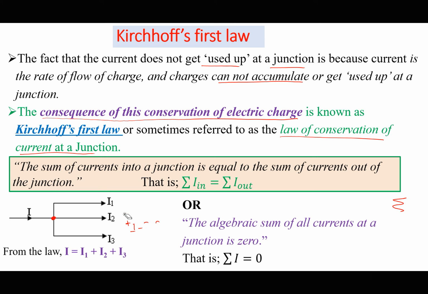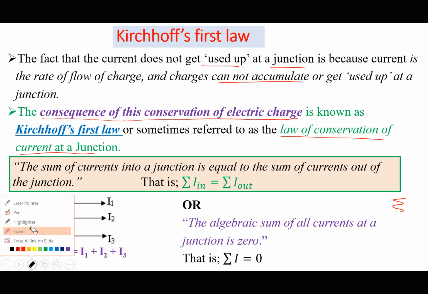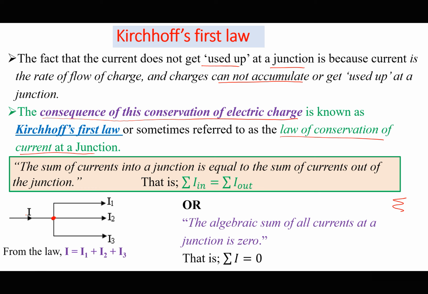Instead of saying currents into a junction equals the currents out of a junction, I can simply say the algebraic sum of currents at a junction, not into, not out, but at a junction, is 0. Because when I say algebraic sum, I may choose currents into the junction positive and currents out of the junction negative. Then when I sum positive and negative, I'm considering the algebraic sum. So the algebraic sum of currents at a junction should be 0, and that is Kirchhoff's first law.